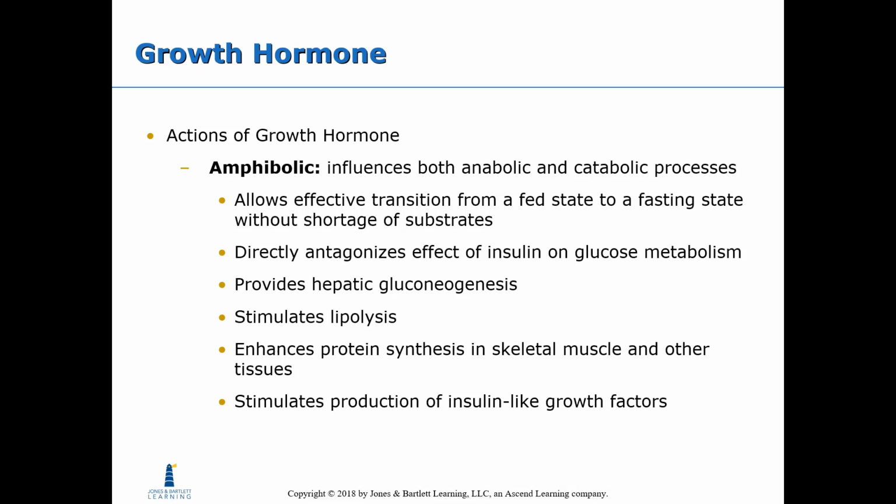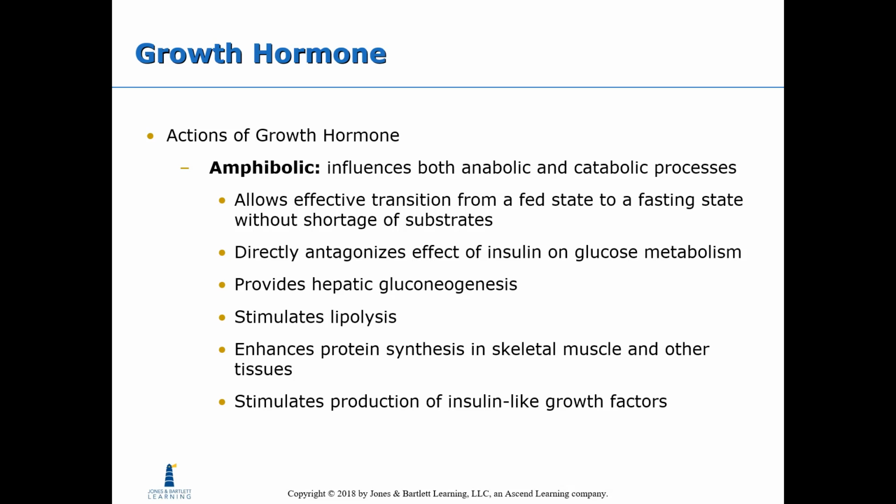Now we're going to talk about each specific hormone from the anterior pituitary, starting with growth hormone. It is amphibolic, influencing both anabolic and catabolic processes. It allows effective transition from a fed state to a fasting state without shortage of substrates. It directly antagonizes the effect of insulin on glucose metabolism. It provides hepatic gluconeogenesis. Hepatic is referring to the liver.